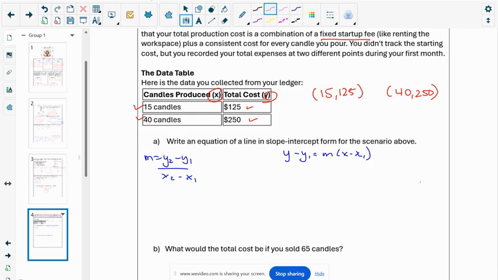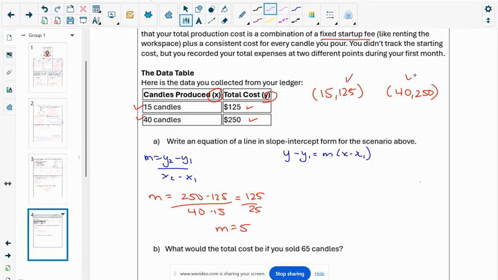So I have on my formula sheet, the first thing I'm going to do is find my slope. So my slope is going to be 250 minus 125 all over 40 minus 15. So that gives me 125 over 25. So my slope is equal to 5.